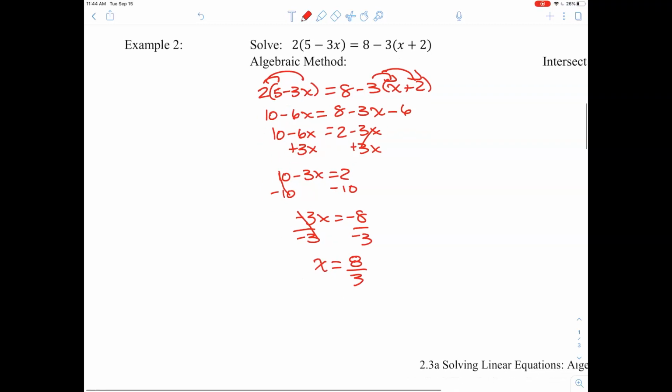Now, just a little side note here. Again, this is a consistent equation, because it has one solution. Okay?